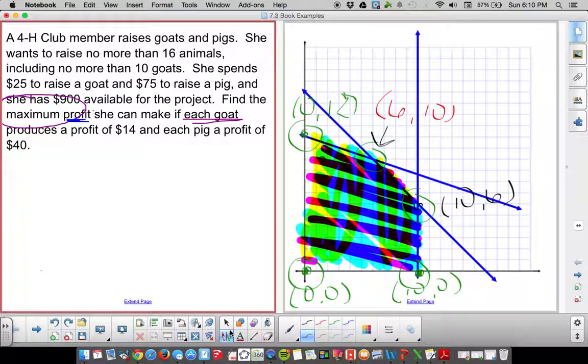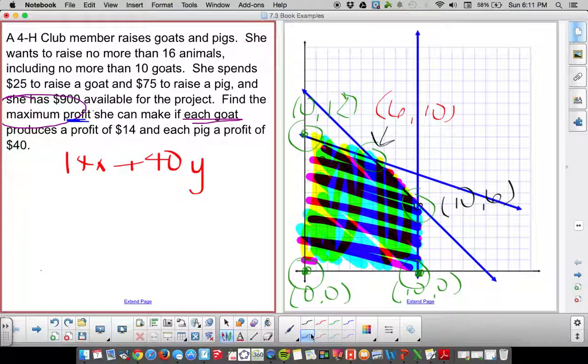Now that I've found all my corners, my next step is to test my corners in my maximization problem, so in my objective equation. If you remember, my objective equation was maximizing my profit when I have $14 for every goat and $40 for every pig. So when I have those profits, I want to see which one of these corners will give me my maximum profit. Now you can see this from the table on page 406, how they've plugged those corners in.